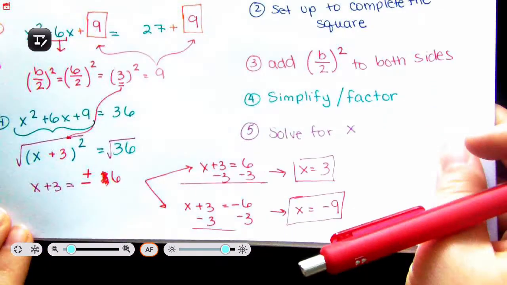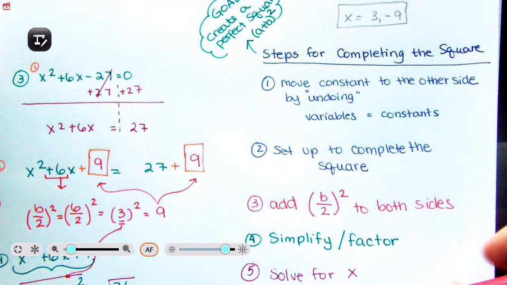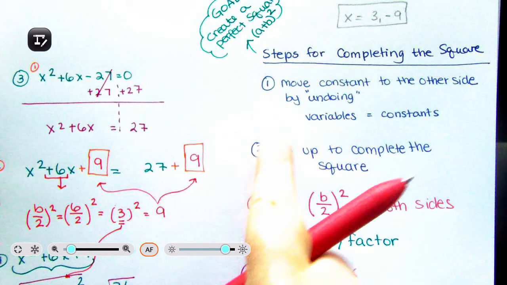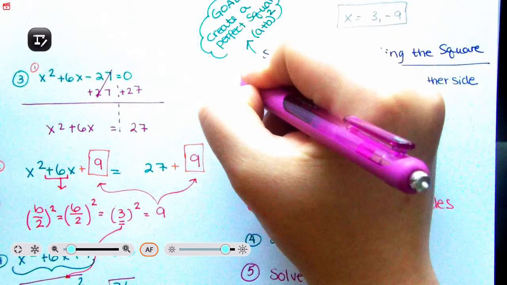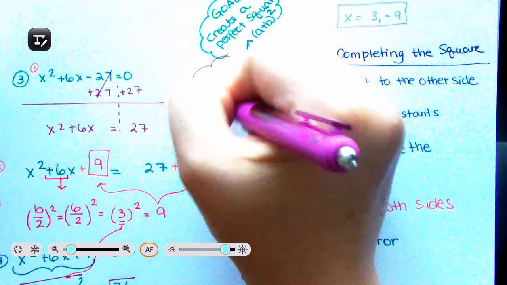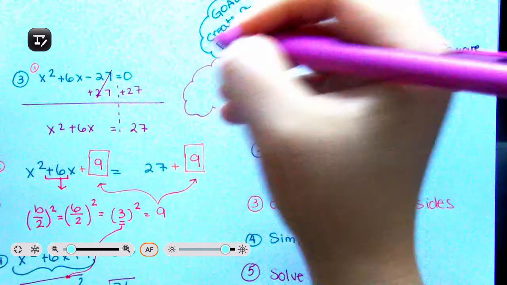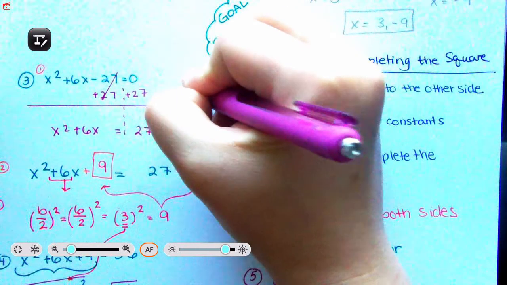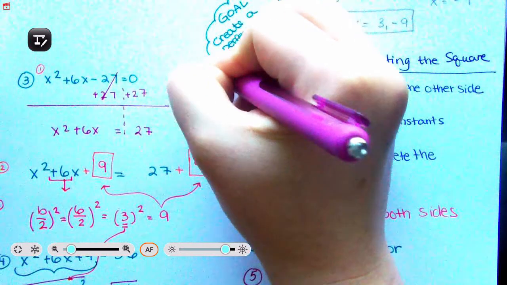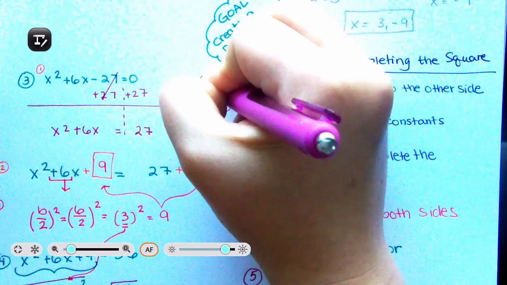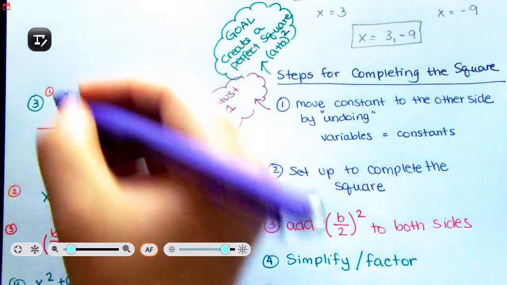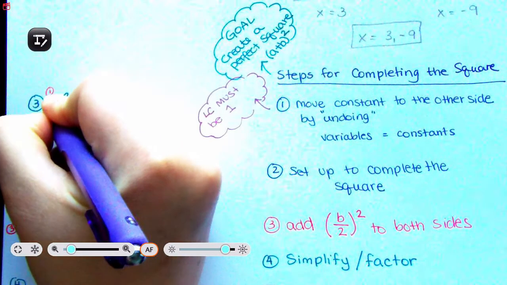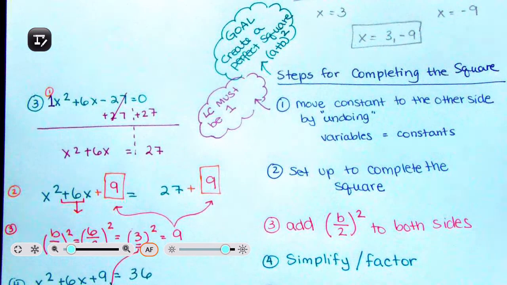Now, let's move on. Let's move to step number 1 again. And I want to say something here because I don't think I mentioned it. So, another thinking bubble: your leading coefficient must be 1. What I mean by that is the number out in front of your x squared must be 1. If it is not 1, you have to divide it out.